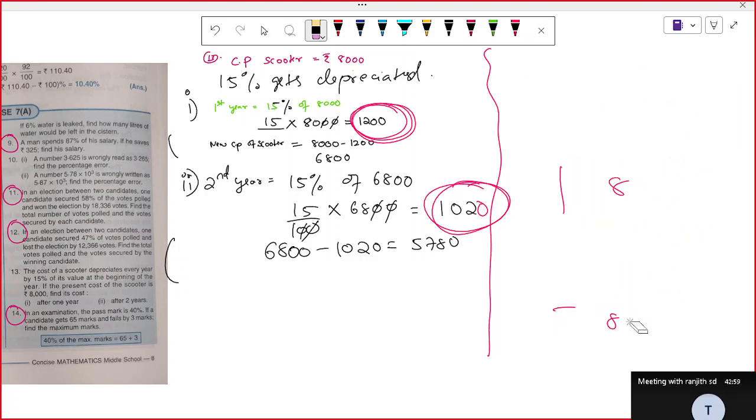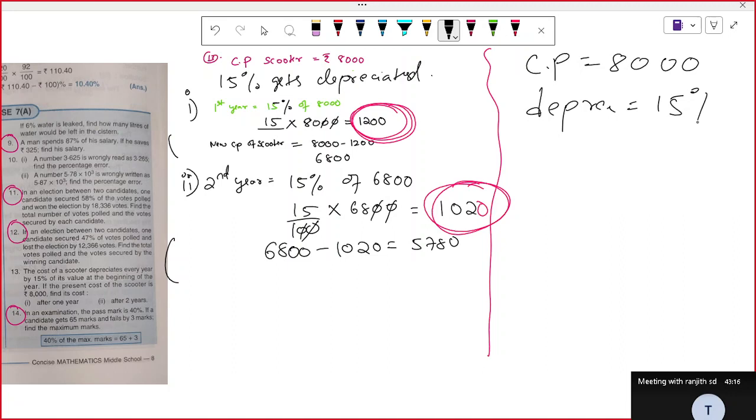Now instead of using two steps, I'll teach you in a single step. The cost price is 8,000. What is the depreciating value? 15%. Okay, if 15% is reduced, you can write the new cost price, or the remaining value. Out of 100%, if 15% reduces, what is left?